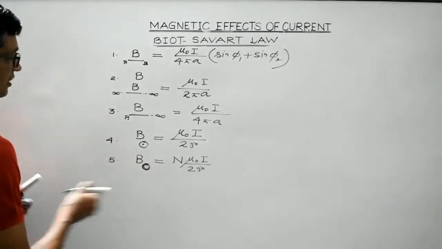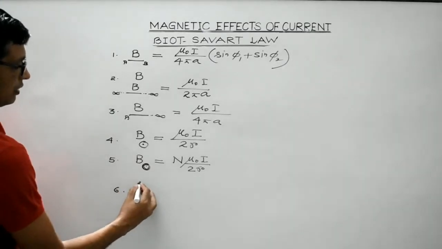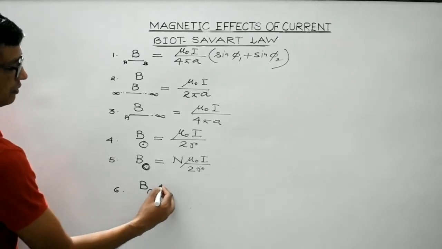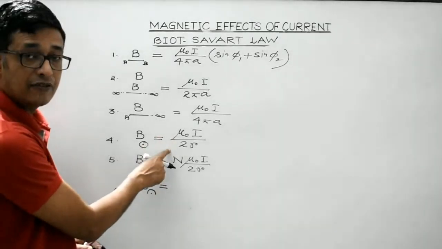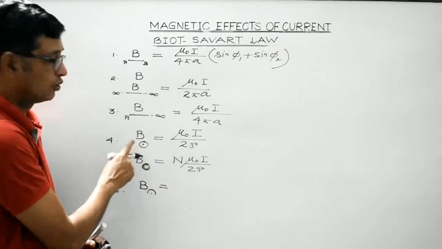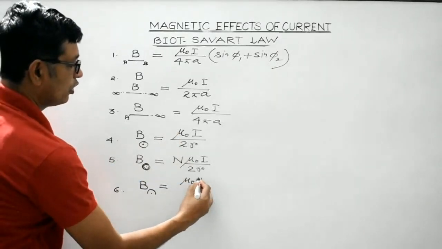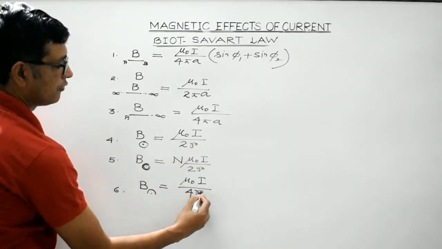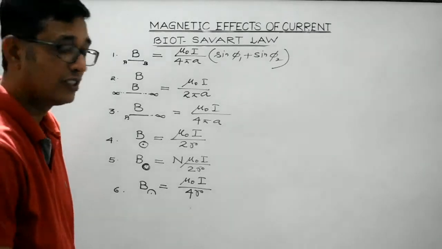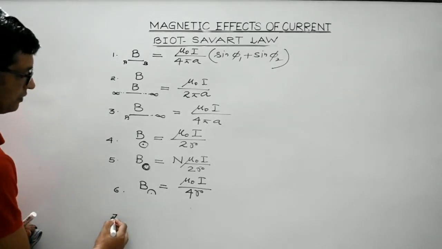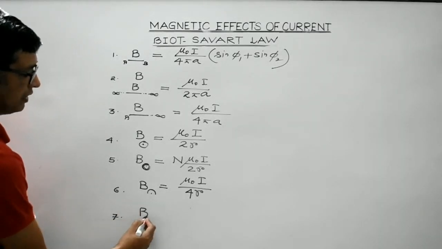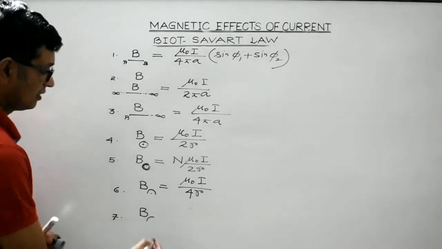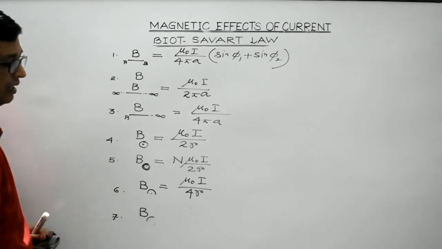Okay. Sixth, the magnetic field due to a current carrying semicircular loop at its center, it will be equal to half of this. So what do we get? Mu naught I divided by half of this, we will get mu naught I divided by 4r. Clear, students? Seventh, magnetic field at the center of a current carrying arc subtending an angle theta at the center.